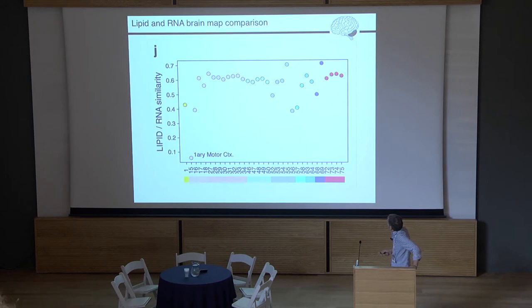If you look at the similarity between lipid and RNA distances on these brain maps, for most of the regions it's more or less quite similar. One is the maximal similarity, 0 is no similarity. But you can see cerebellum here with the yellow dot. And the most dissimilar one is primary motor cortex. We don't understand why, but it has a quite different organization in terms of lipids compared to other cortical regions.